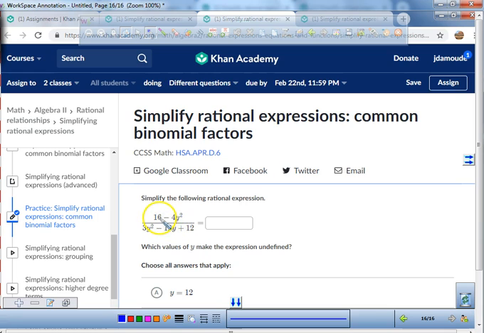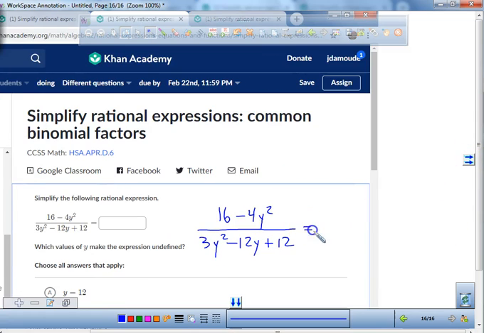So the first thing I'm going to do is find out there's a common factor of 4. So I'll rewrite this. There we go. Rewriting it. Now, the very first thing I'm going to do is factor out a 4. Factor out 4. Now, when I factor out a 4, what do I have left? 4 times 4 gets me back to a 16, and I have a minus y squared. So that's what I have left right there.